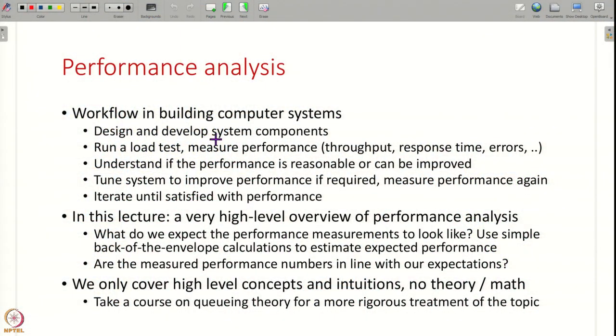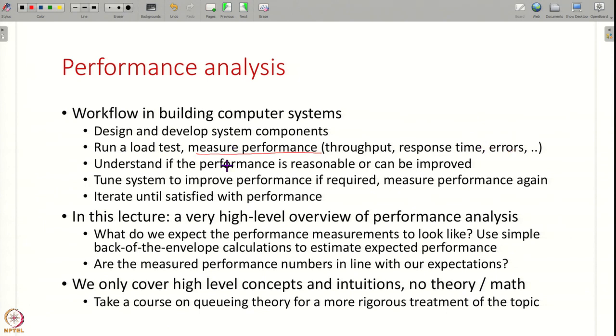You will first design and develop your system and put all the components together, you will run a load test and you will measure performance. We have seen what this means in the previous lecture. What do we mean by measuring performance? You will vary certain input parameters, vary the incoming load into your system, and you will measure various metrics like throughput, response time, errors, utilizations and so on.